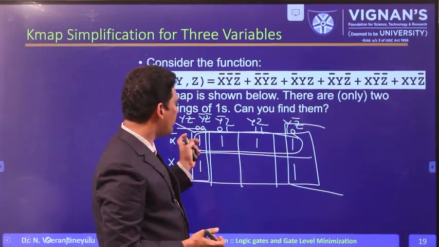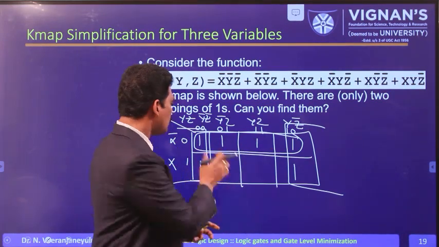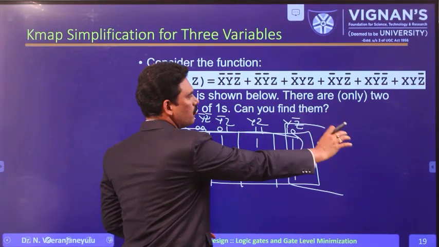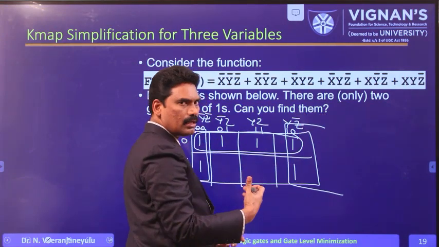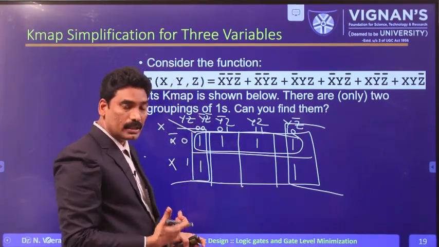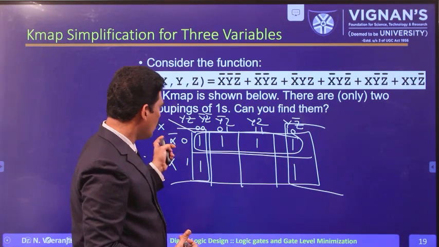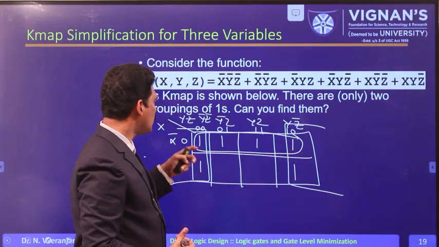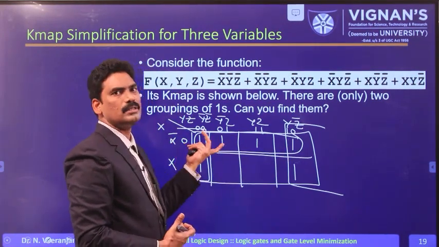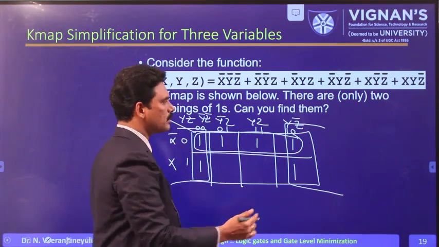And what is the simplified expression for these two? We have to write all 4 terms, and from that we have to take the common term. What is the common term in this? See, from all these 4, what will be the common? X bar is the common. That is X bar is common.